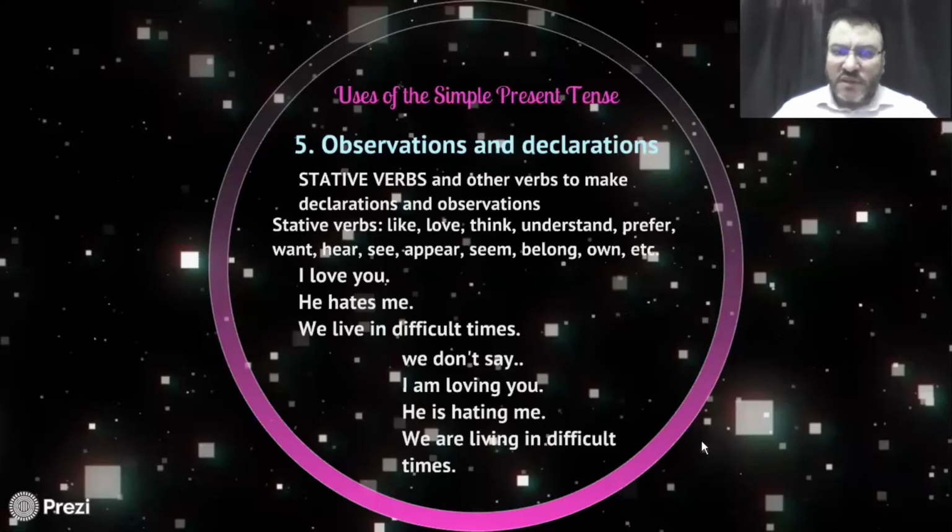Stative verbs. Stative verbs هي الأفعال اللي بتدل على الحالة. For example, like love, think, understand, prefer, want, hear, see, appear, seem, belong, own. Okay. الأفعال دي لا يفضل ولا يحبذ ويكون من الخطأ إنك تستخدمها بصيغة المستمر. يعني you do not say he's hating me. Okay. You do not say I'm loving you. You say I love you, he hates me, I hate you, like that.